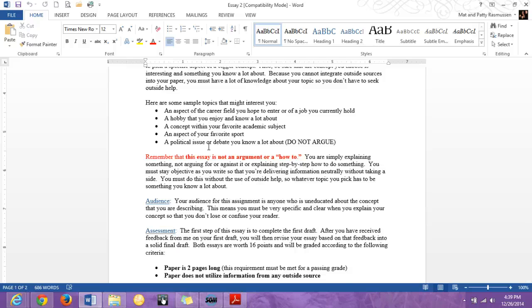Also, make sure you're not writing a how-to. So if you want to talk about perhaps cooking, say Italian cooking and the different types of Italian cooking and the different things you can make, things like that, that's perfectly fine. But don't write about how to make spaghetti. So there's a huge difference between the two. One, you're simply explaining what something is and giving different categories and information. The other one is giving a step-by-step process in how to do something.